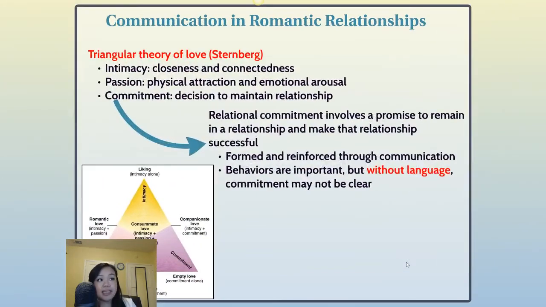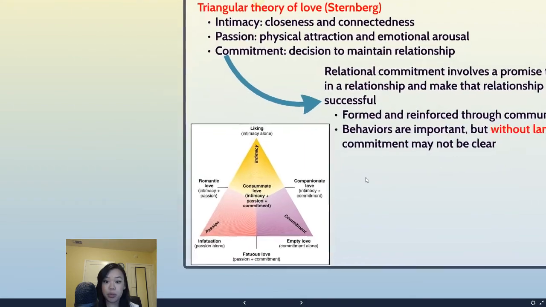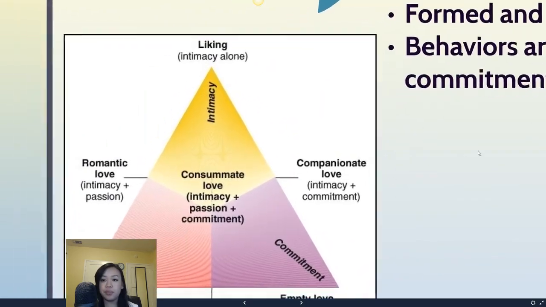So lastly, let's talk a little bit about communication in romantic relationships. We talked about this so much in chapter 9 that I did not want to continue with this. However, one of the things that is actually in chapter 10 that I really think is really helpful is the triangular theory of love by Sternberg. And this discusses the idea that you have this triangle, and let me go ahead and zoom in on it so you can see.